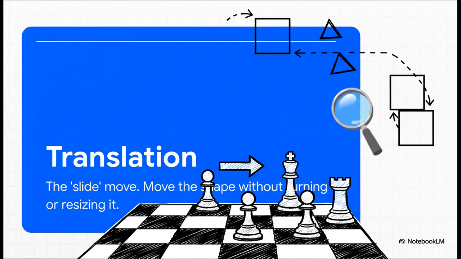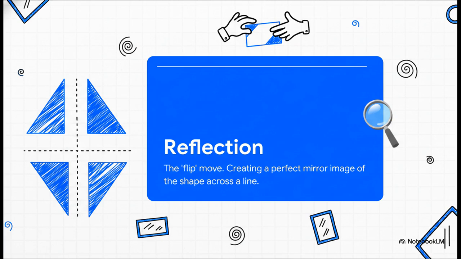That's a translation. Next up, reflection. This is the flip, and this one's easy. Just think about looking in a mirror. Your reflection is a perfect flipped version of you, right? In geometry, we do the same thing, just flipping a shape across a line to get that mirror image.